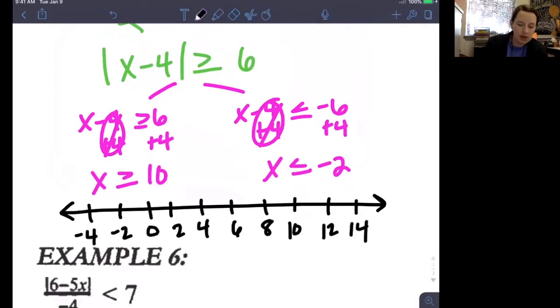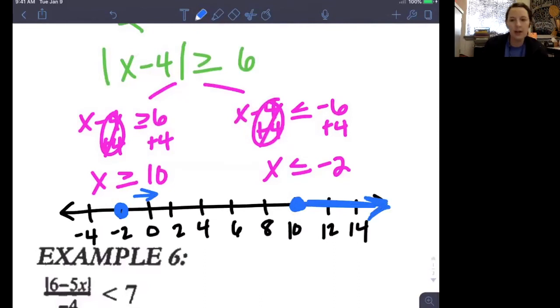Okay, we're working with solid points on our number line because both of them are less than or equal to, greater than or equal to symbols. Now, when I'm shading in my number line, on my 10, my inequality is pointing to the right. So I'm going to shade away from the center.